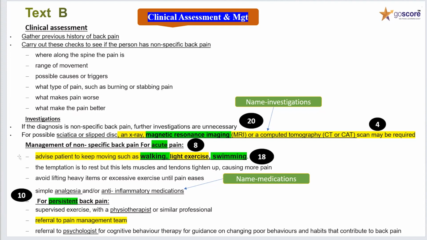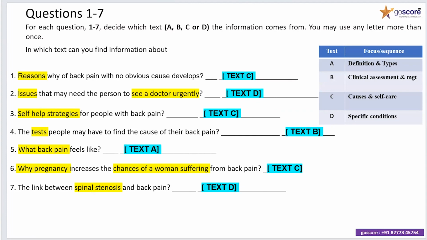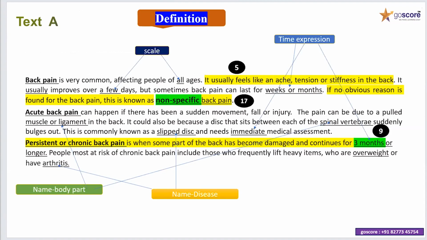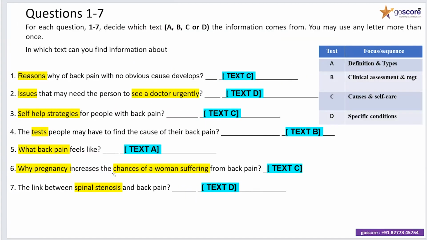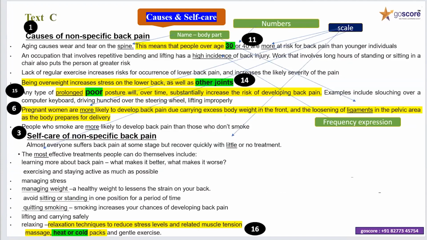Then the 5th one, what back pain feels like. It's from text A because it is from the definition. Here you can see it usually feels like an ache, tension or stiffness in the back. Then, why pregnancy increases the chances of a woman suffering from back pain. Again, they are asking for a reason or a cause, so again which text do you have to see? It's text C. Pregnant women are more likely to develop back pain due to carrying excess body weight in the front and the loosening of ligaments in the pelvic area as the body prepares for delivery.